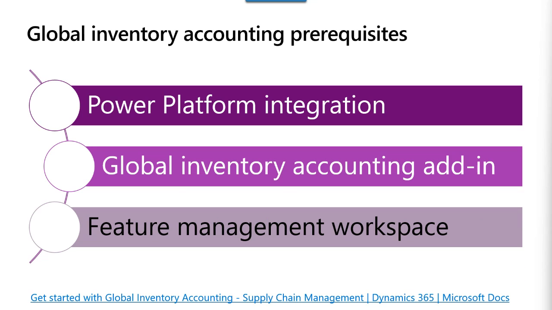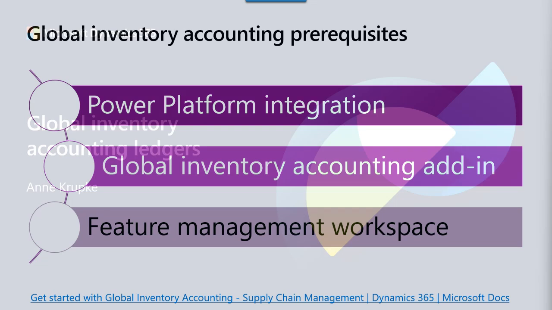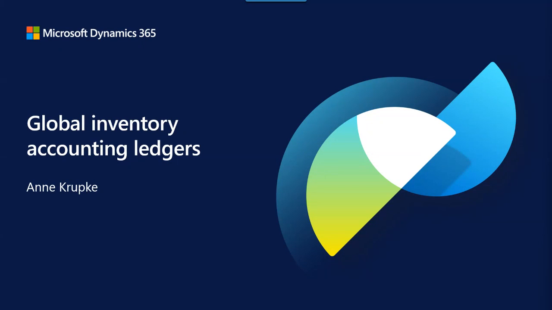Once you've installed the add-in, you'll need to enable the Global Inventory Accounting add-in feature in the Feature Management workspace. We've included a link here to the docs article that walks through all these steps and prerequisites in great detail. We encourage you to try this out on your own. We won't be covering it in detail in today's session. With that, I'm going to hand it back over to Anne.